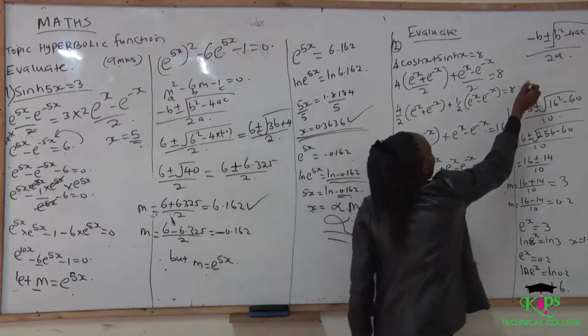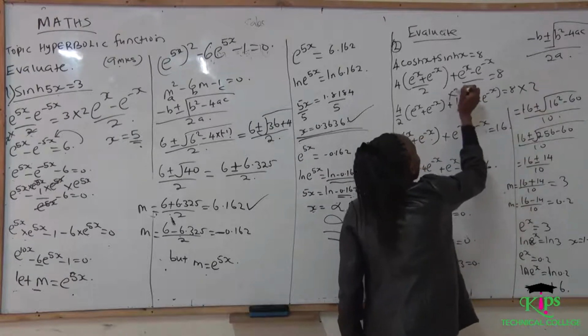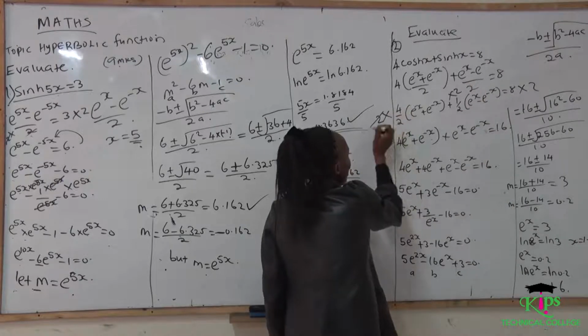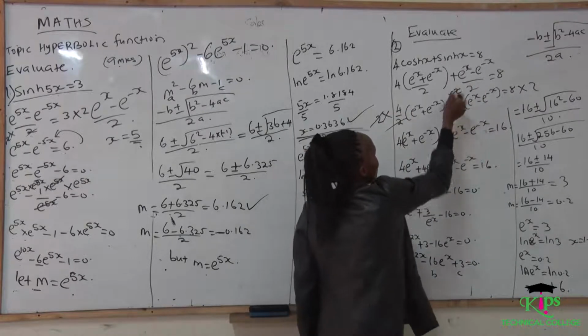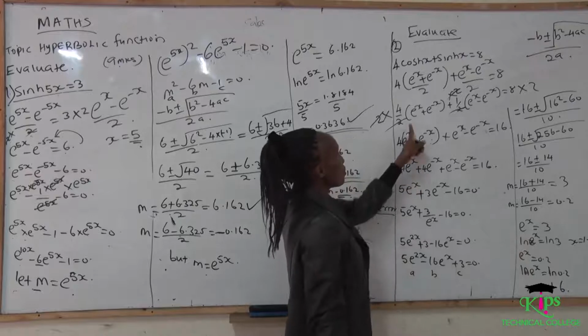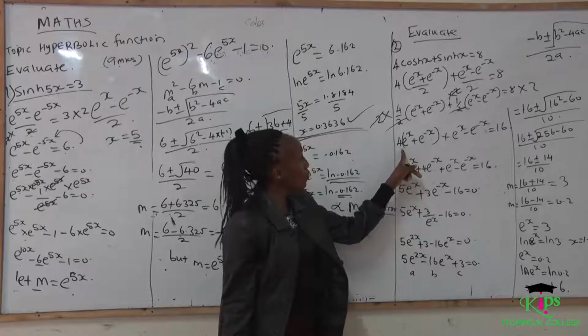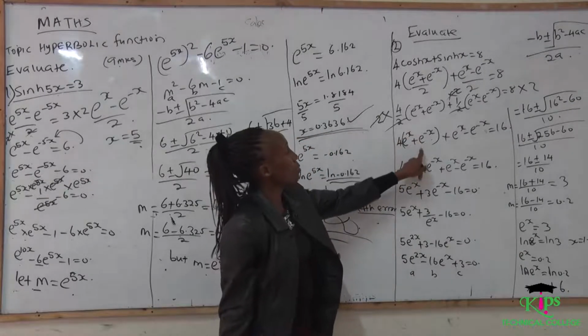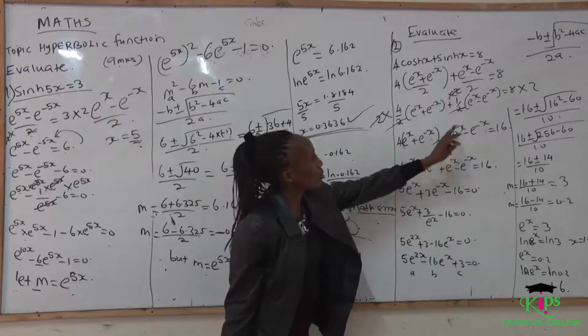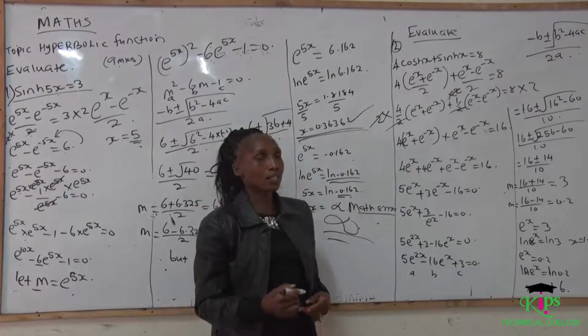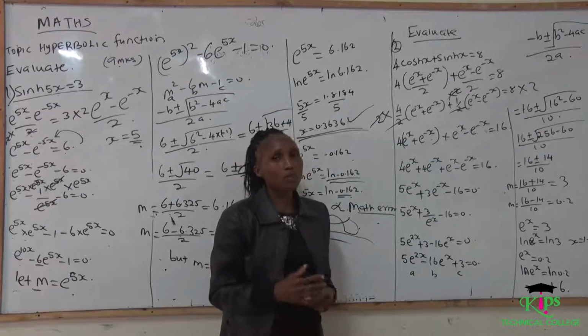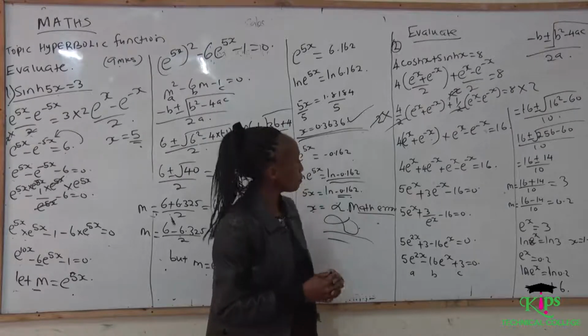And then from there, we'll multiply all through by 2. If you multiply by 2, you'll be able to cancel this, and you remain with 4. That's why I've written 4. 4 times the bracket exponential x plus exponential negative x, plus exponential x minus exponential negative x, is equal to 8 times 2, which gives 16.